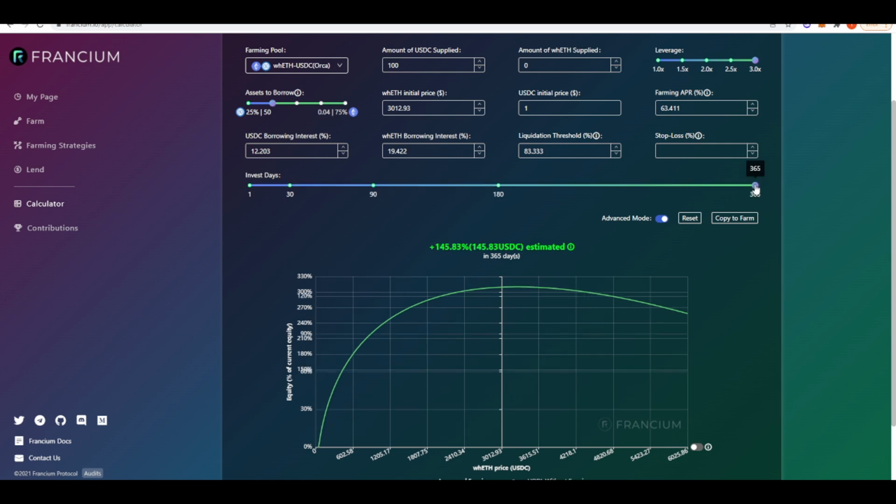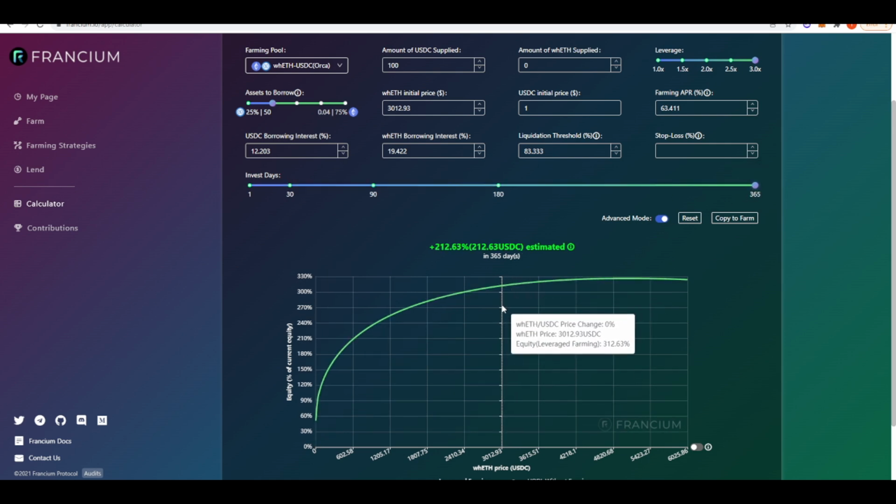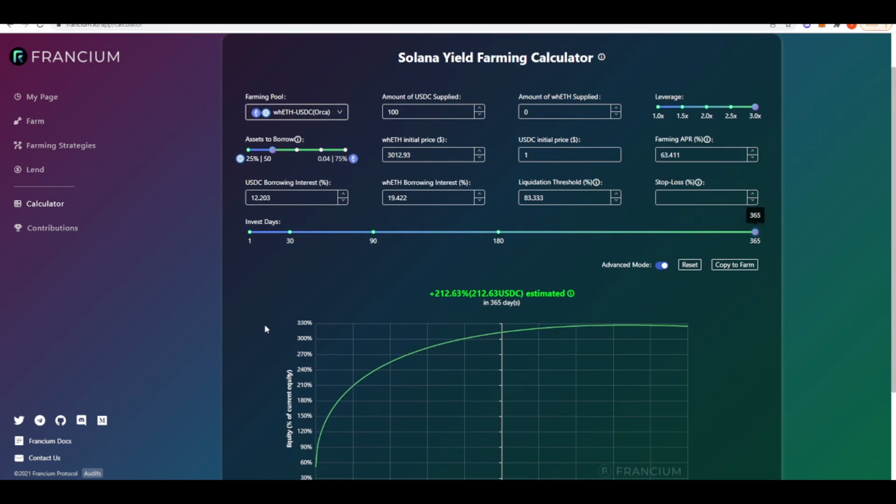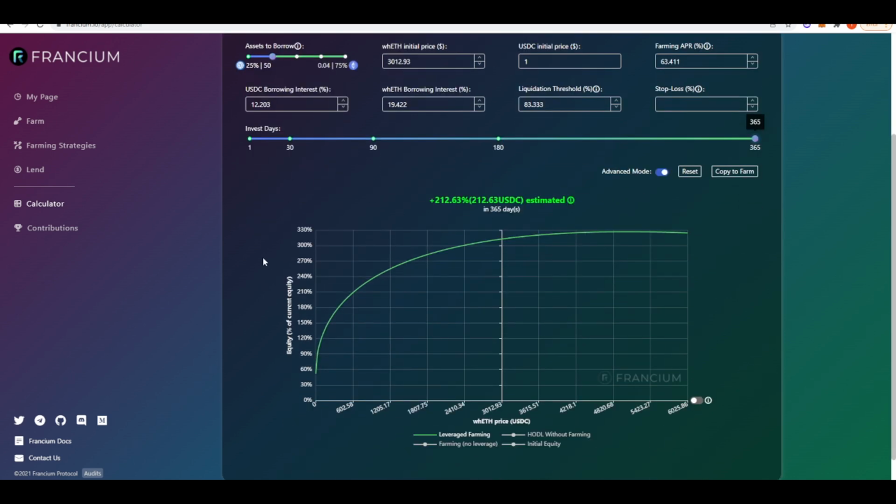And if we just take a look at it on a yearly basis, for the pseudo delta neutral hedging strategy, you've made a 212% gain, assuming the price of ETH doesn't change. Whereas on the borrow farming strategy, you've actually made a lot less. You've only made a 146% gain. So there is definitely more risk, but there's also more reward with the pseudo delta neutral hedging strategy.